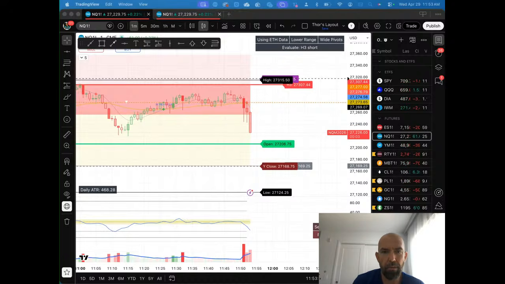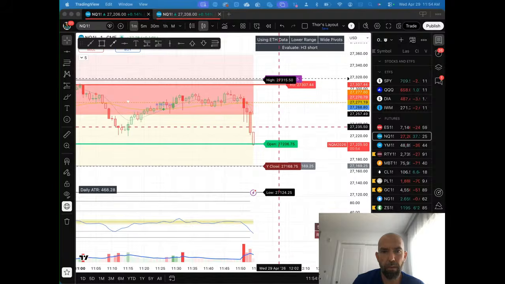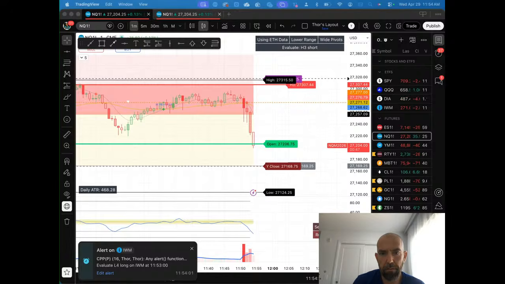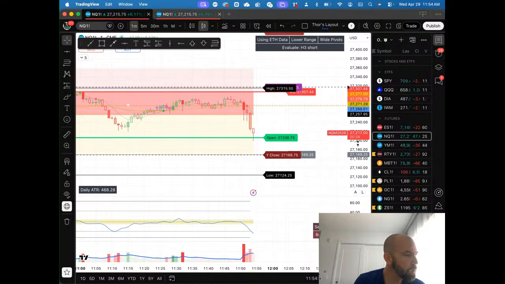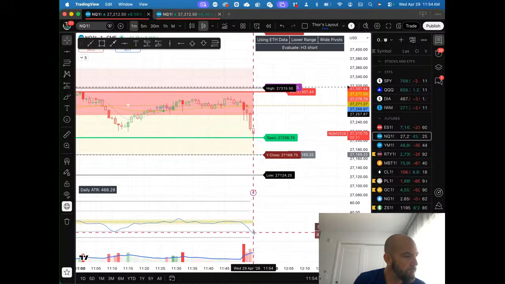And I love the volume. Here we go, here we go, here we go. Back to the open price. All right, this was a lot of selling, and it did overpush a little bit.